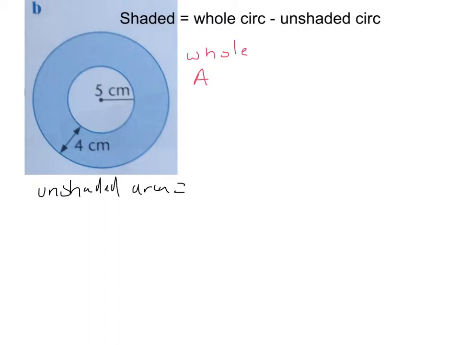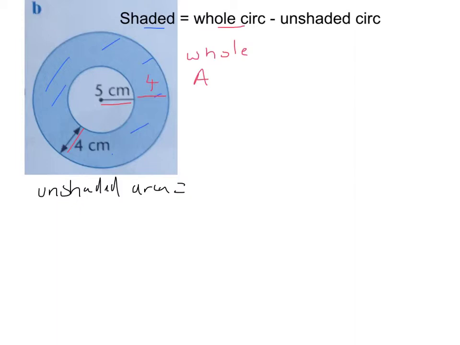The question here asks us to get the shaded area, so the area here in blue. What we can do is get the area of the whole circle. The radius is going to be 5 centimeters plus 4. So this part here is 4, so we can just add 4 and 5 together to get the radius of the whole circle. And then we'll do the calculations to get the actual area of the whole circle.